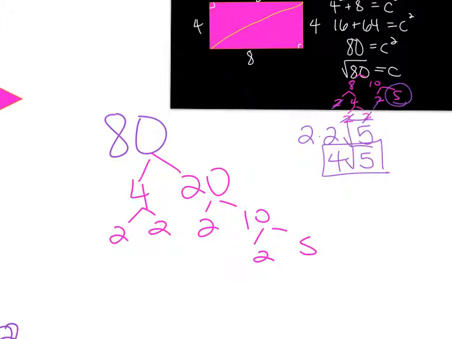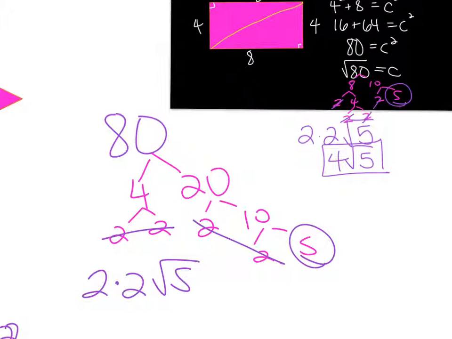And then do the same thing. There's two 2's, so one goes to the outside. Another two 2's, one goes to the outside, and the 5 that's left underneath. So it doesn't matter how you break a number out. It will always end up the same, okay? At the end, when you get to those prime numbers, they're always going to be the same numbers.